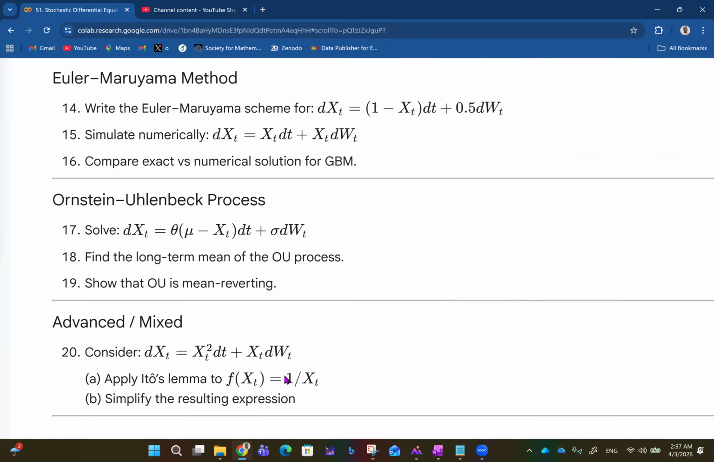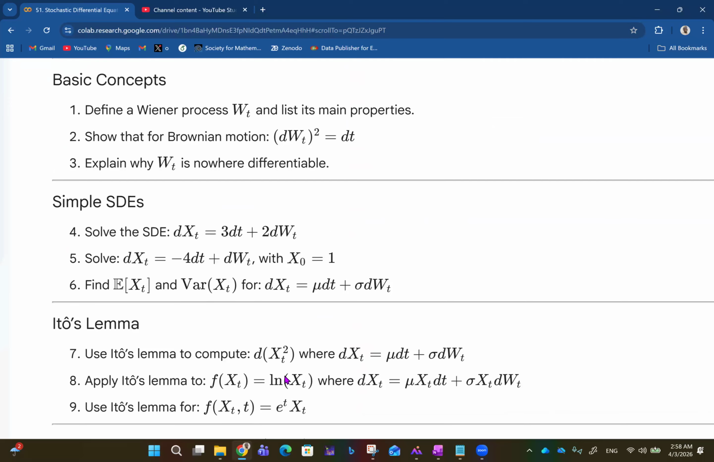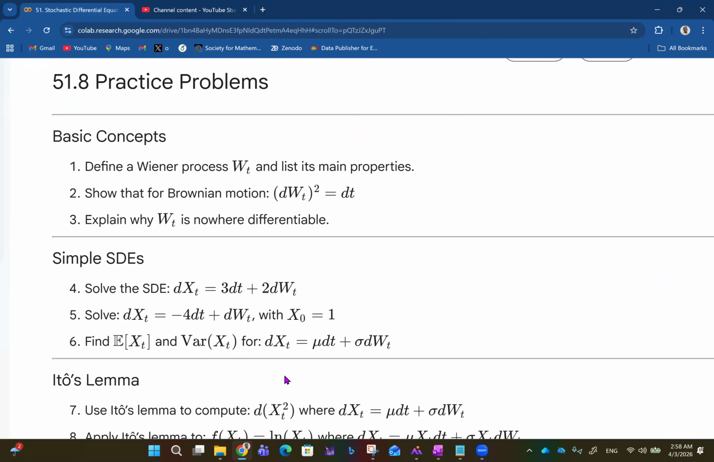And then we have question 20 also. So consider dX of t equals X sub t squared dt plus X sub t dW sub t. Apply Ito's lemma and simplify the resulting expression. So let me flash the questions again and then go over to solve the two I've chosen. Define a Wiener process W of t and list its main properties. You remember those four properties, starting with W of 0 equals 0 and all of that. Show that for Brownian motion dW of t squared is dt. Explain why W of t is nowhere differentiable because it is stochastic.